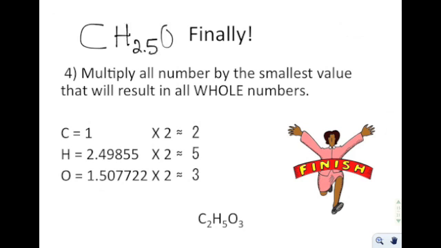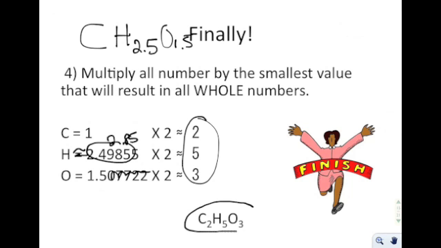2.5 O 1.5. So now what I need to do is multiply all the numbers by the smallest value that will result in whole numbers. And if you look, this 2.4985 is roughly 2.5. Remember, we didn't use the exact gram formula mass. This oxygen is roughly 1.5. So when you multiply it out, you get 2, 5, and 3. So then the formula for whatever it was based on that percent composition is C2H5O3, and it's finally done.